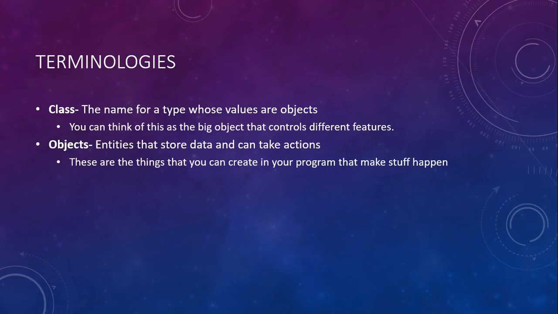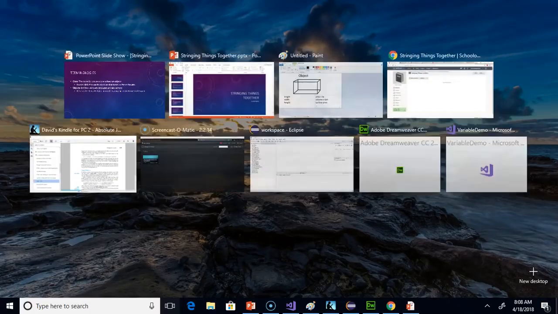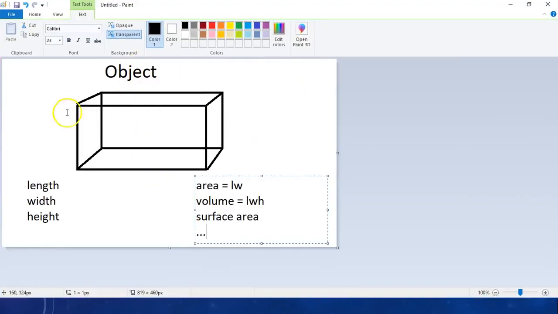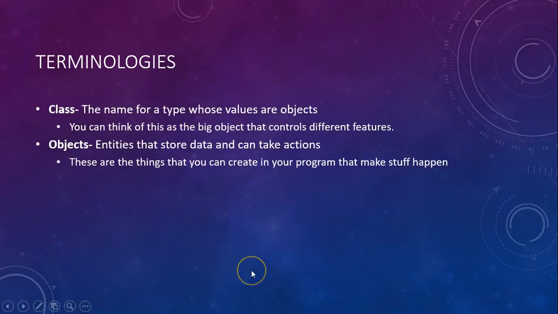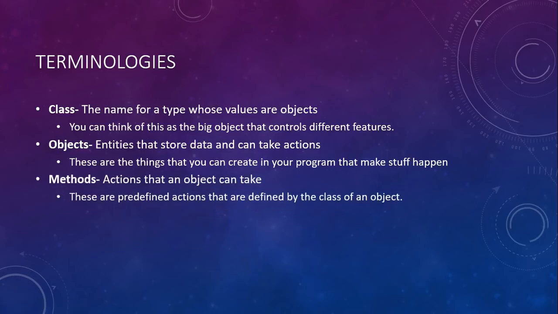Objects are entities that store data and can take actions. These are things you can create in your program that make stuff happen. So again, that would be our box example right here. This is our object, right? So that would be that piece right there.